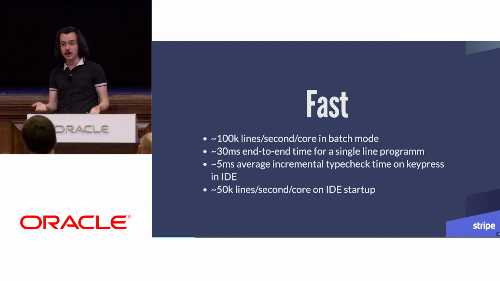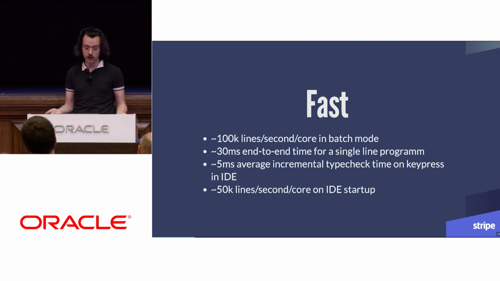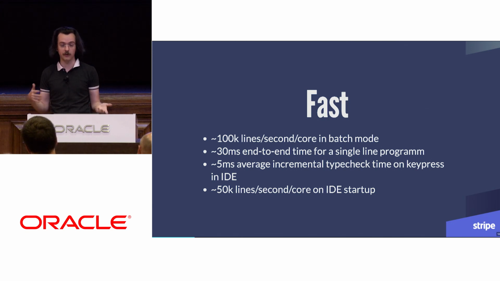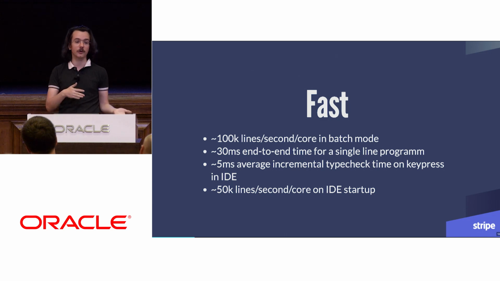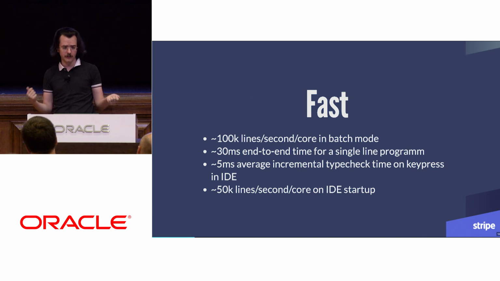If you use it in an IDE for autocomplete, for jump to definitions, overall we have 5 milliseconds response time for either autocompletion or jump to definition, things like this. And when they start up in the IDE, we actually need to do a lot more computations than we do in the batch mode. So our startup performance is half. So we do 50K lines per second per core.